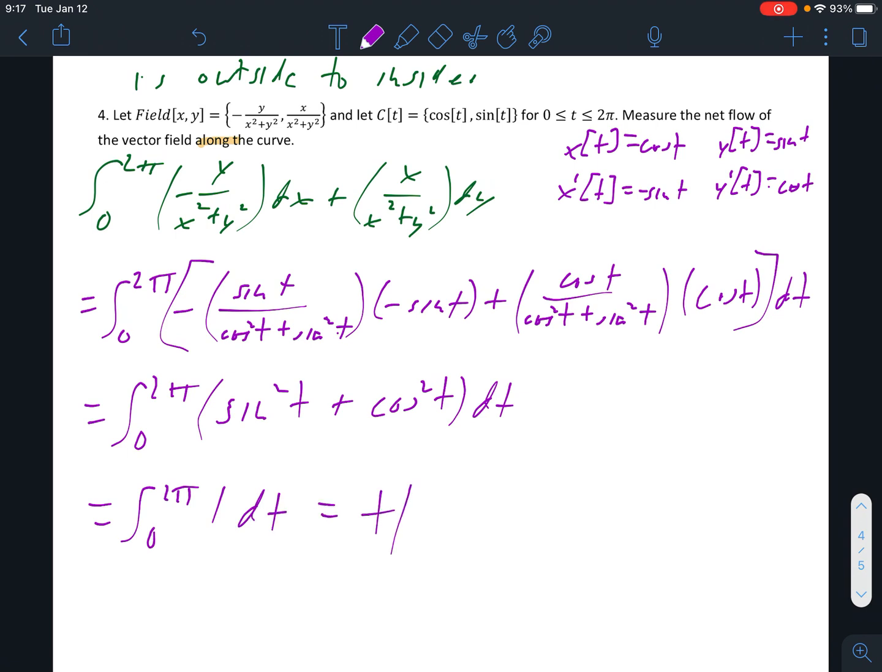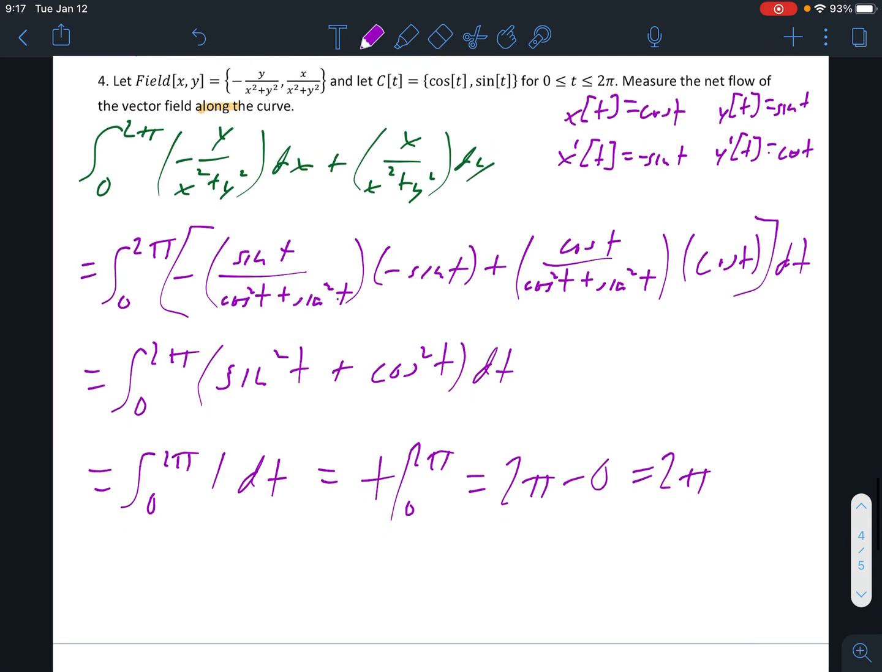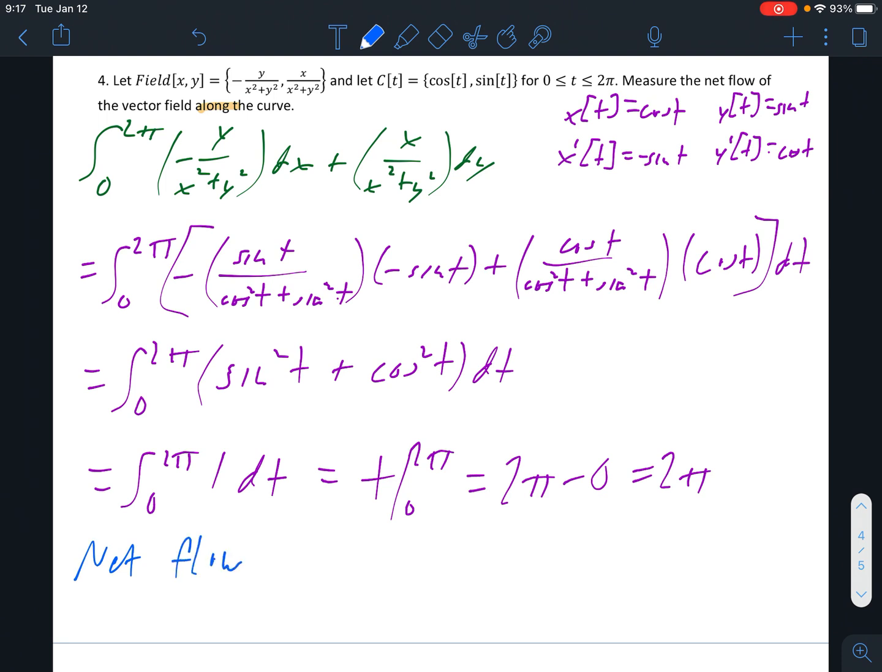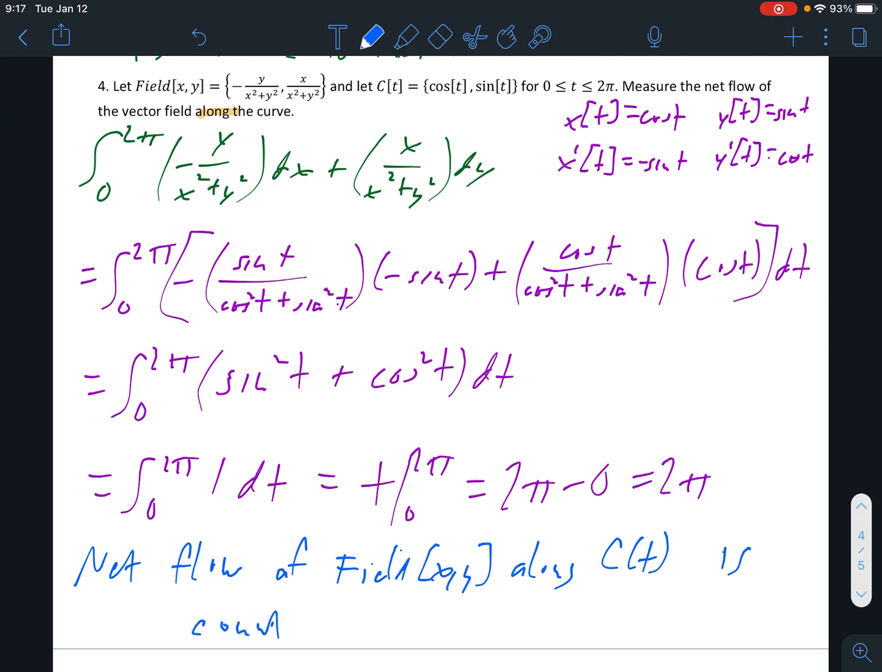So our integral then would just be t from 0 to 2 pi. So it's 2 pi minus 0, or 2 pi. Which then tells us that, finally, the net flow of this field along this curve is counterclockwise, or with our tangent vectors. And that is it for our Chapter 8, Lesson 8 lecture. If you have any questions, as always, let me know.